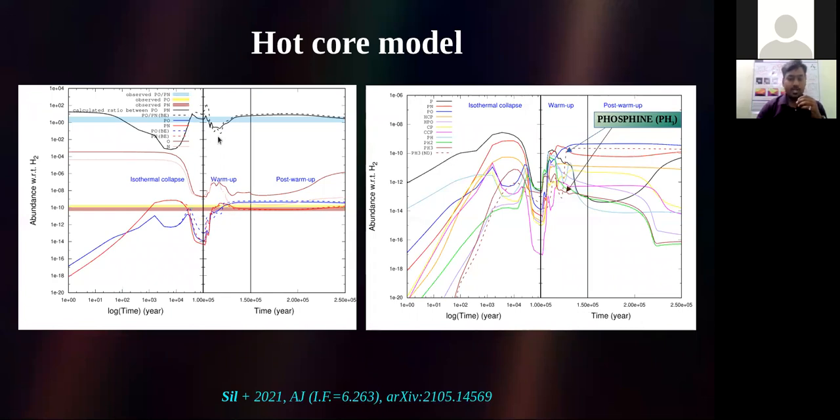And if you see in this window, the observed PO by PN ratio is in the shaded area, 1 to 5, and the black curve is our modeled PO by PN ratio. Our modeled ratio matches the observation in the late warm-up and late post-warm-up phase. So in the hot core model also, we found that PO by PN is greater than 1.